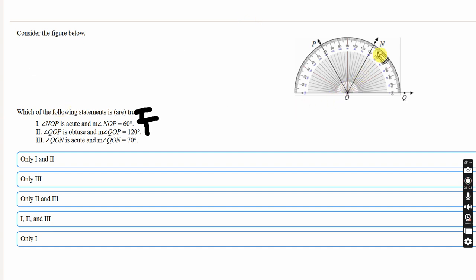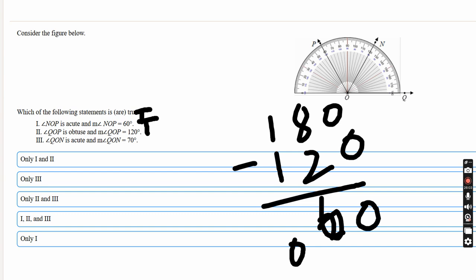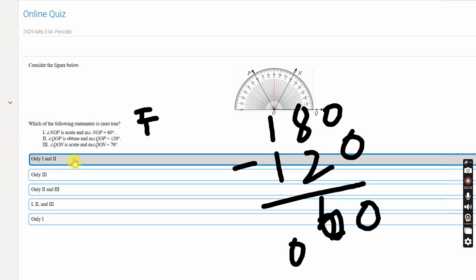So QON is 180 minus 120. What is that now? It is acute, so don't get confused there. But you're supposed to be careful about the numbers as well. So 180 minus 120 is 60, sorry, not 70. So don't forget. So 1 and 2 is the only answer here.